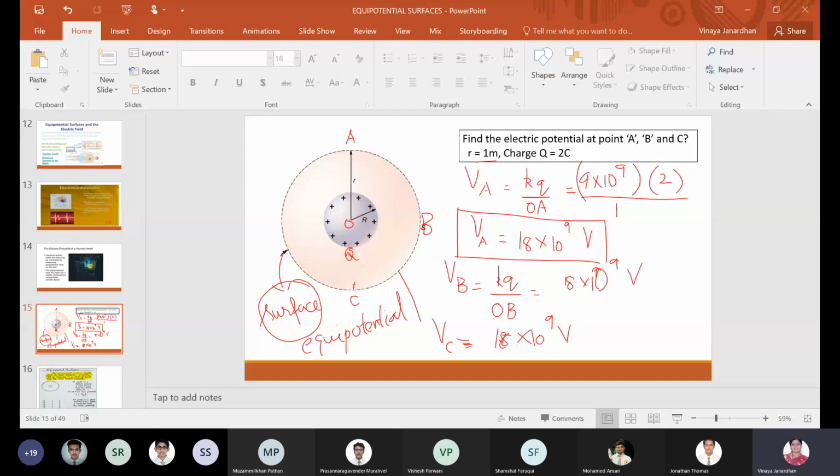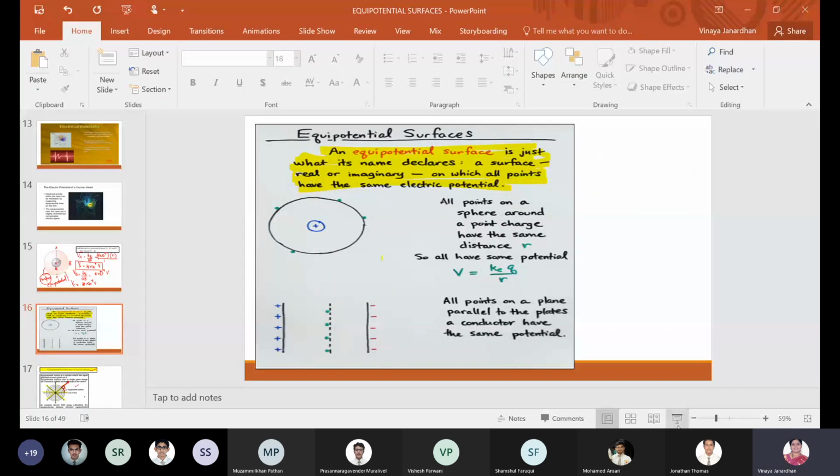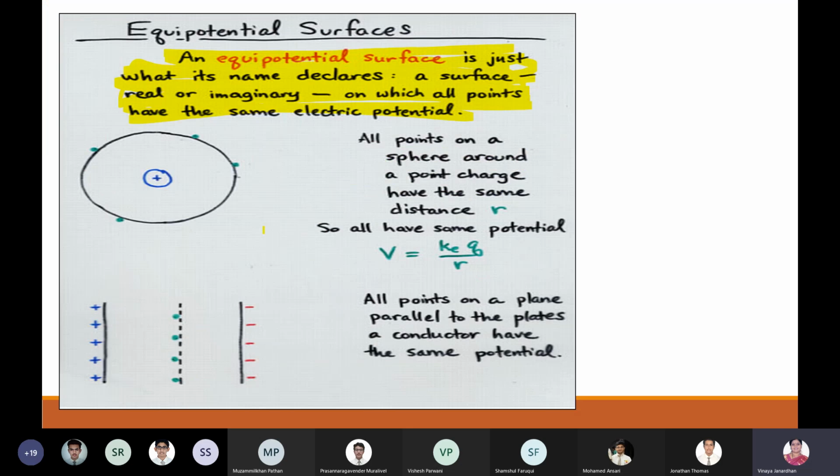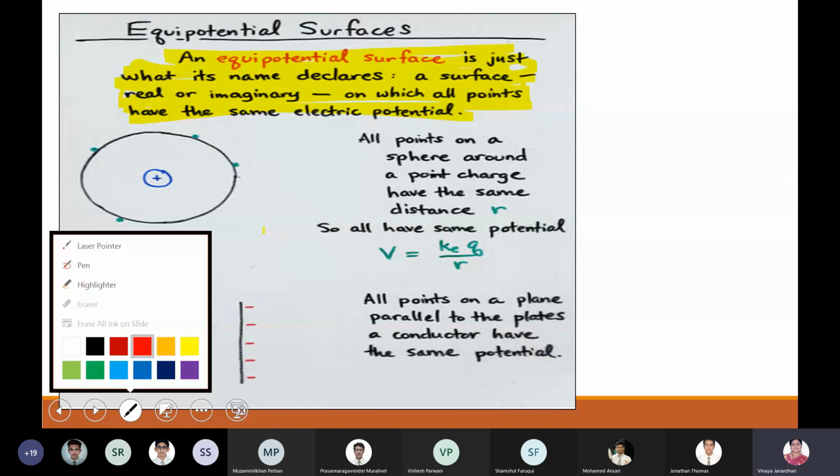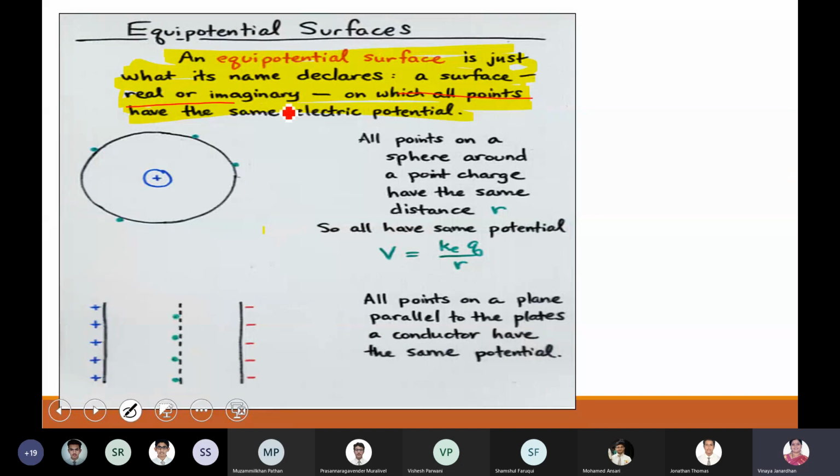Fine. Now we'll go for the definition. Yes, correct. You can write it in your own words, or else you can write from here. A surface, boys, you can write from here. A surface on which all points have the same electric potential is called an equipotential surface.